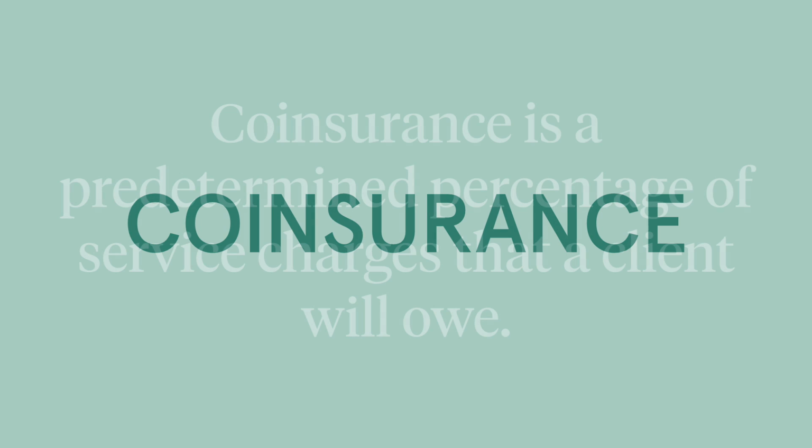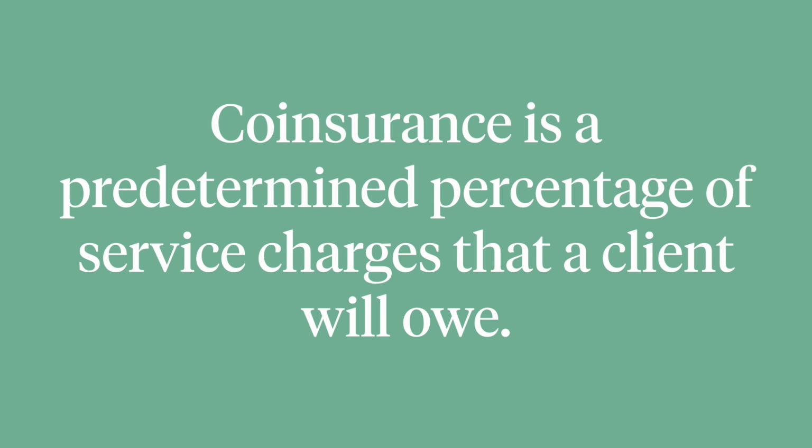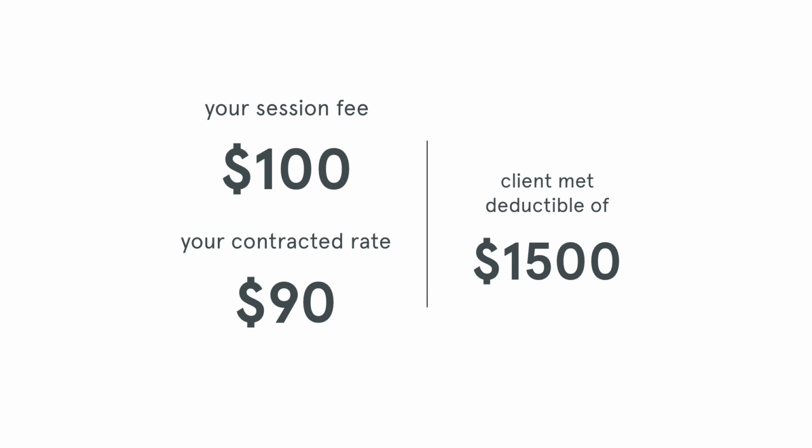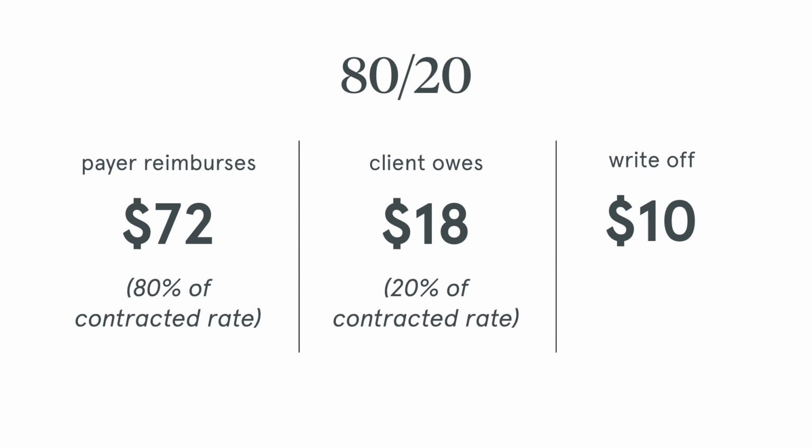Then coinsurance will kick in. And coinsurance is the predetermined percentage that the client will owe. Okay, for example, your session fee is $100 and you know your contracted rate is $90. The client already met their full $1,500 deductible and the payer told you that their coinsurance is 80/20. This means that the client will owe you $18, which is 20% of the contracted rate. And the payer will then reimburse you $72, which is 80% of the contracted rate. And again, you're going to write off that final $10.